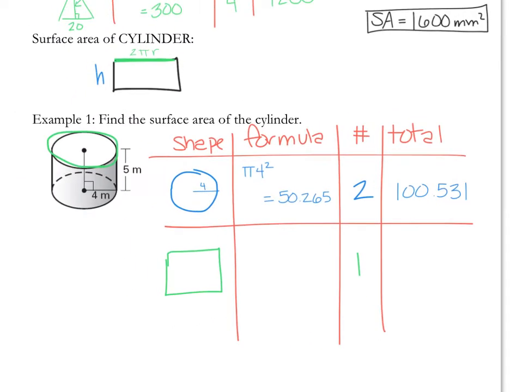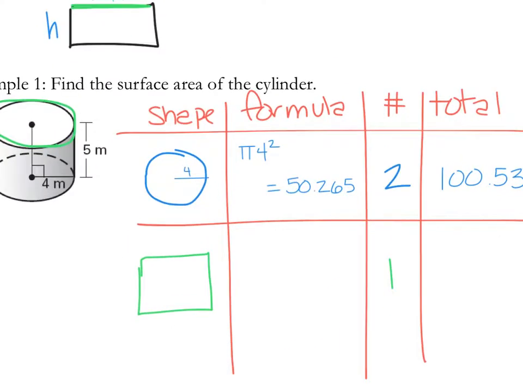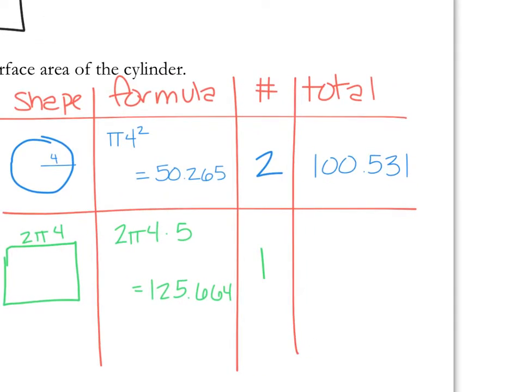Now, remember, if I unravel all the way around, I get 2 pi r. R is 4, and then my height is 5. So 2 pi 4 times 5, base times height, is a rectangle. So I get 125.664. And there's only one of them.